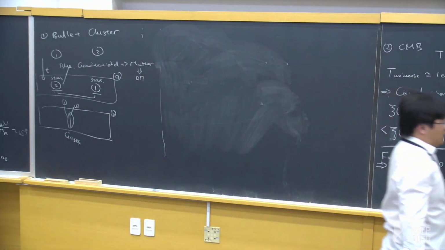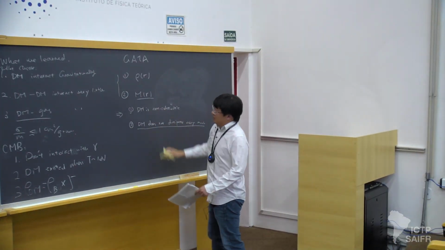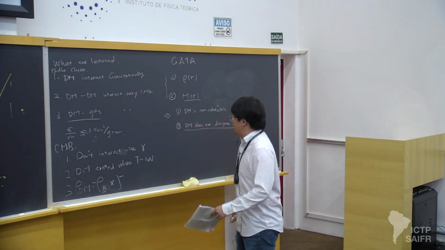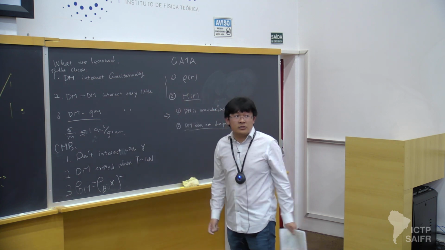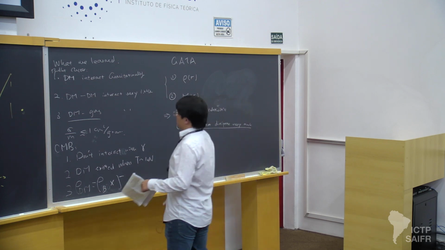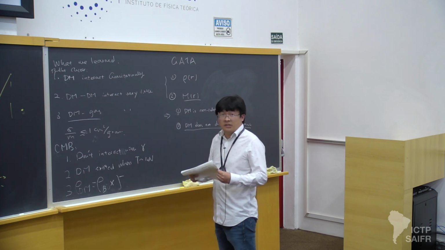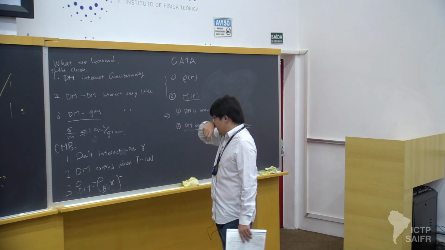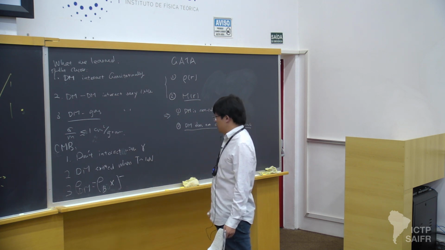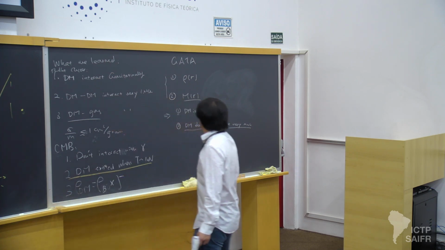Okay, so let me summarize a little bit what we learned today. There are a couple things that we learned. The first thing we learned are these qualitative features that we extracted from these plots that we see, right? A few things that are a little bit more qualitative can be deduced from these statements.